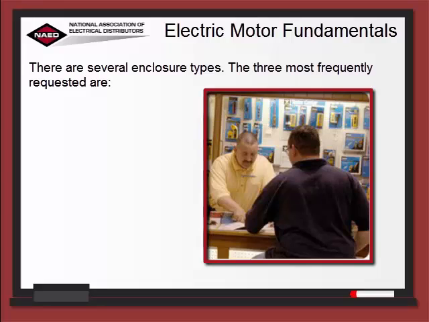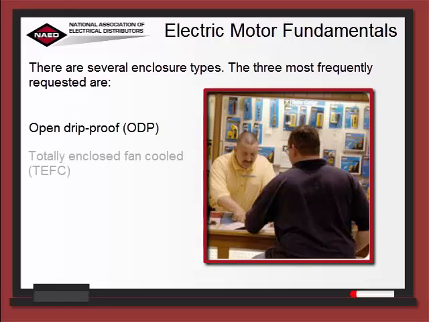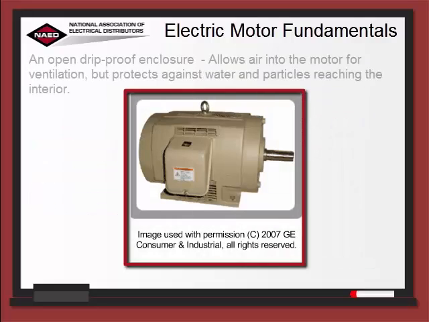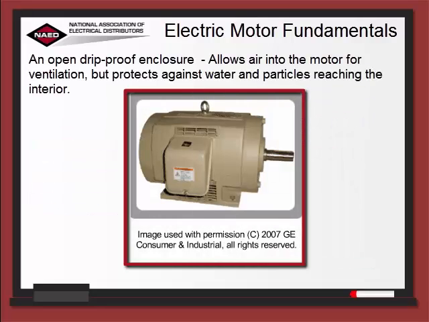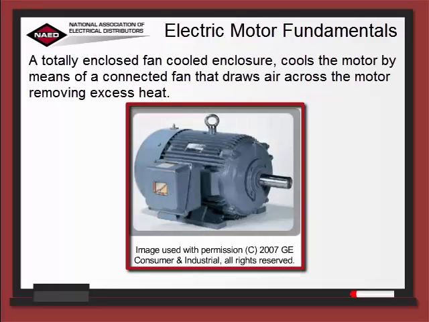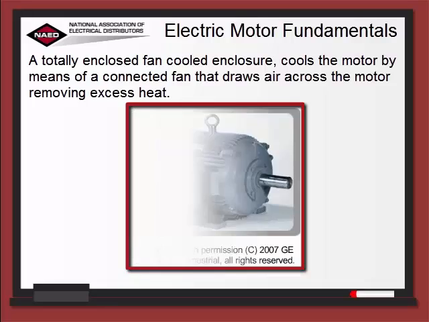The three most frequently requested are open drip-proof enclosures, totally enclosed fan-cooled, and explosion-proof enclosures. An open drip-proof enclosure allows air into the motor for ventilation purposes, but protects against water and other particles reaching the interior. A totally enclosed fan-cooled enclosure cools the motor by means of a connected fan that draws air over the enclosed motor, removing excess heat.